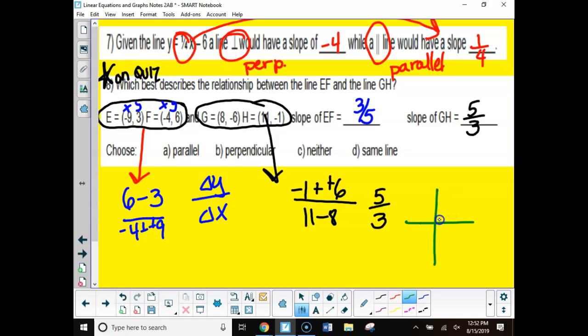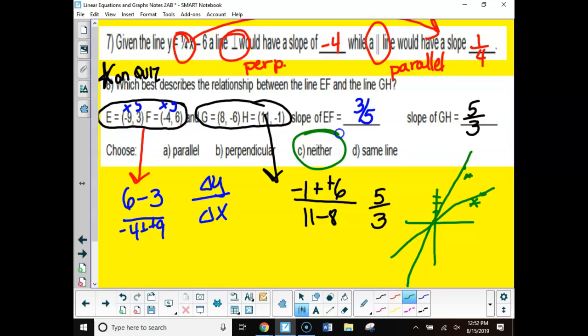Well, if I were to go up 3 and over 5, oh my goodness, that was the worst line ever. Or up 5 and over 3. Now I know I drew them badly, but are these two lines here and here parallel, perpendicular? Neither. What's wrong? Why aren't they parallel?